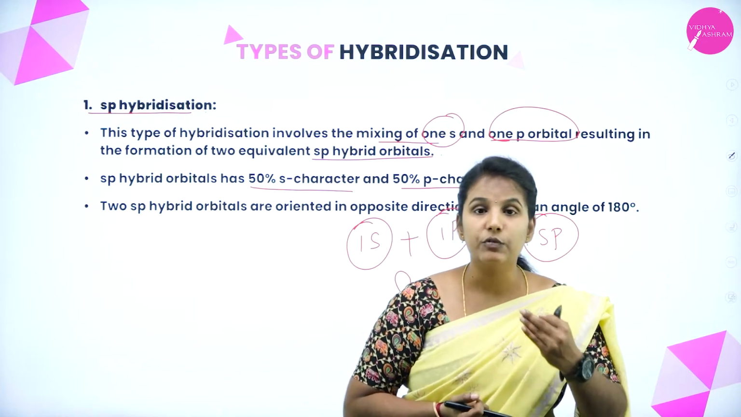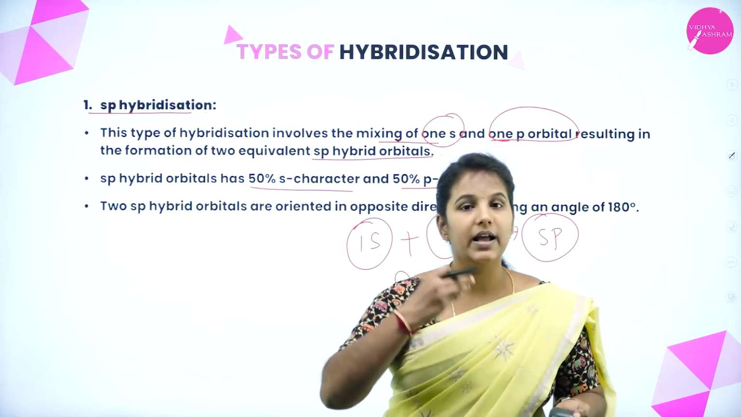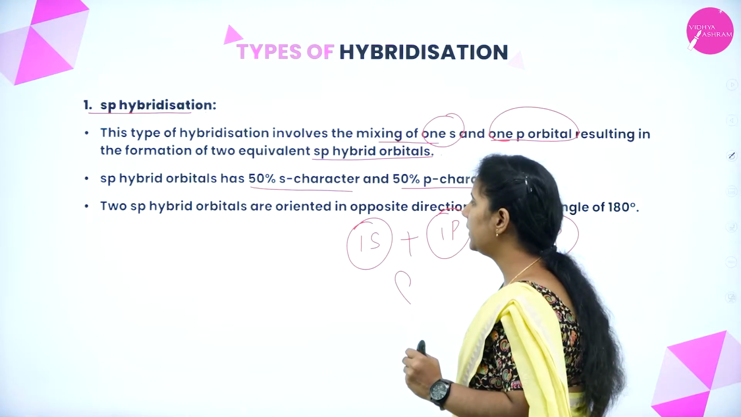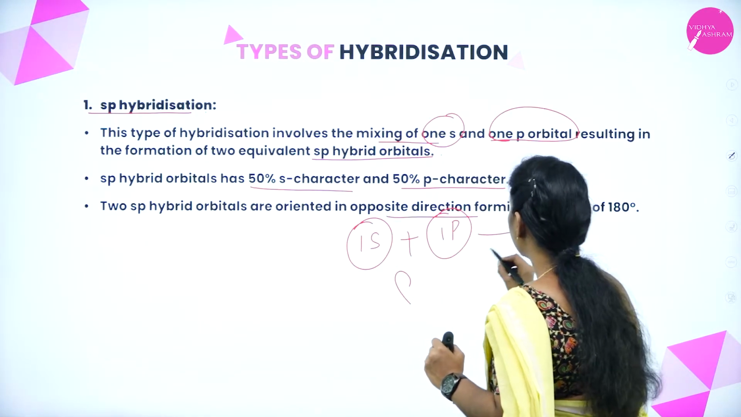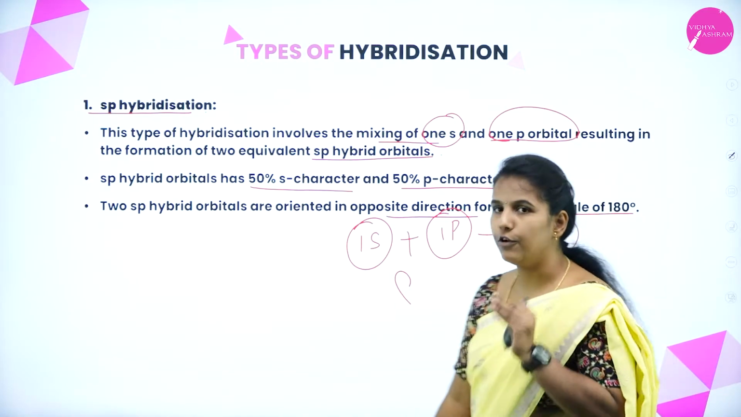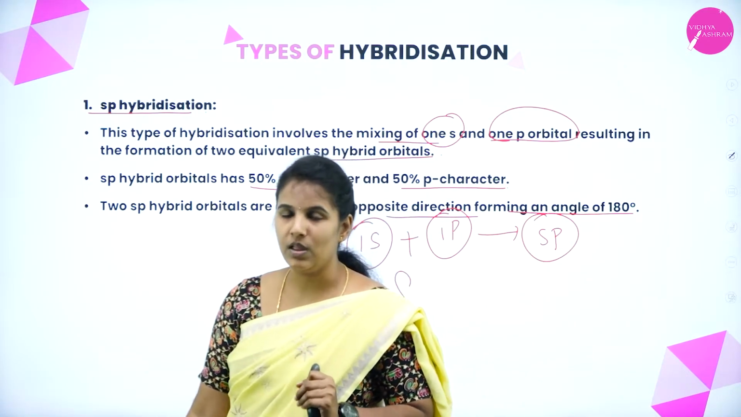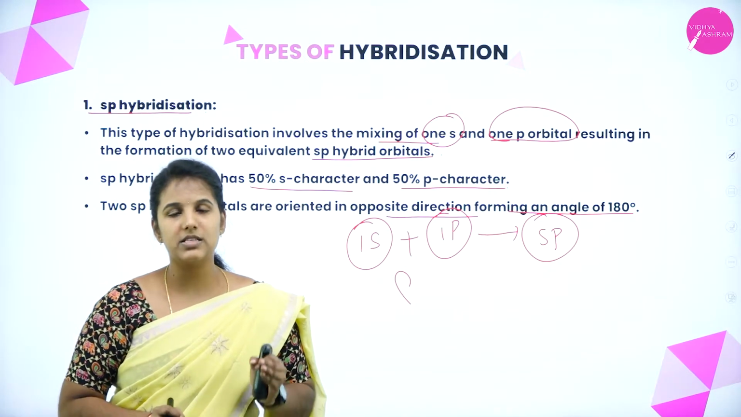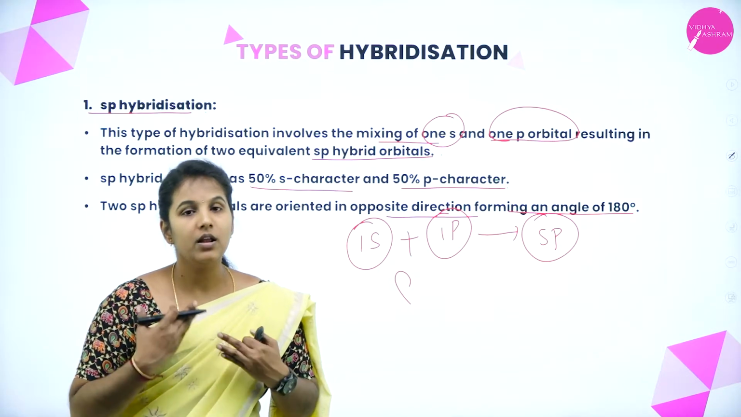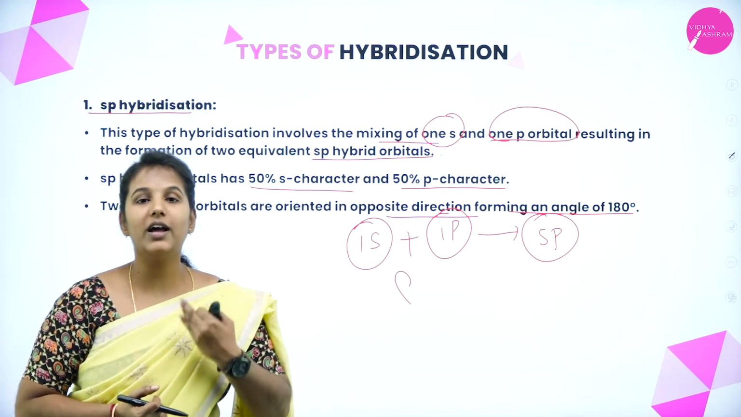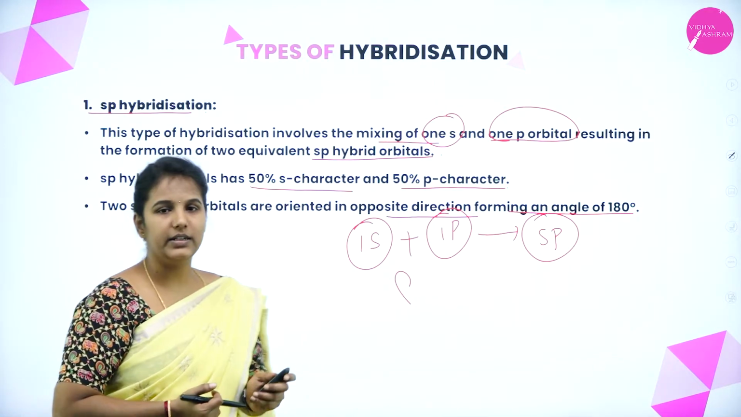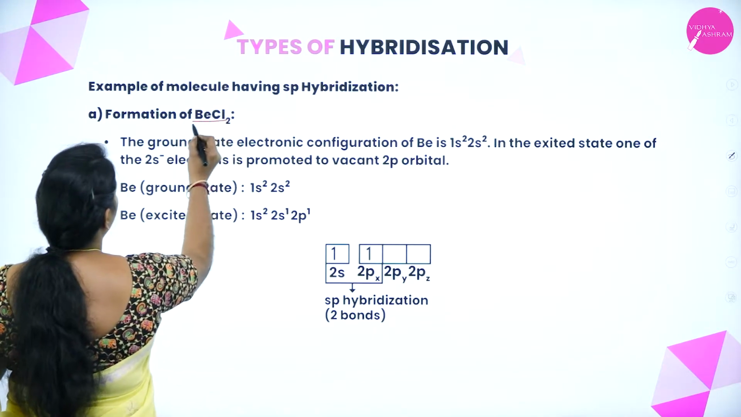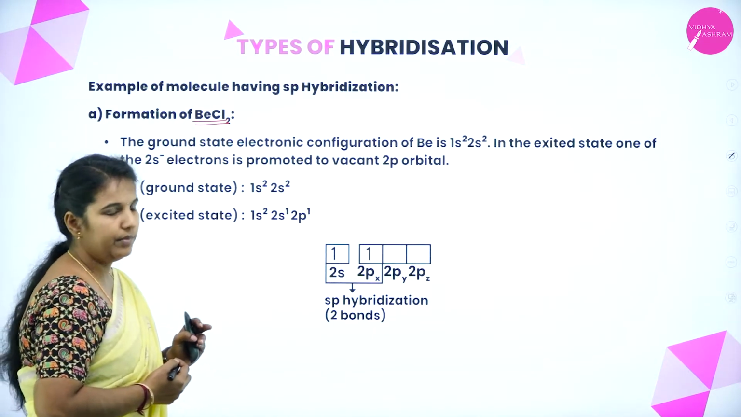Hence it exhibits 50% of s orbital character and 50% of p orbital character, and the two sp hybrid orbitals are oriented in opposite directions with a bond angle of 180 degrees. So this is a general introduction to sp hybridization. Let us see an example so that you will understand how sp hybridization takes place. I'll take beryllium chloride. That is the example for sp hybridization.